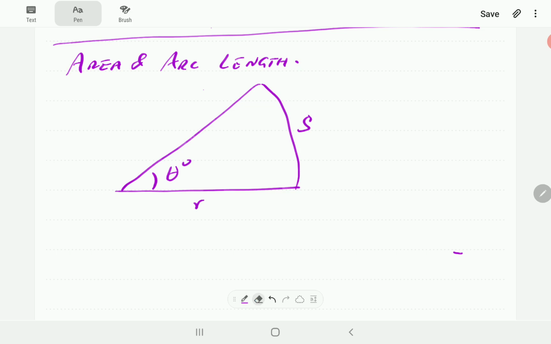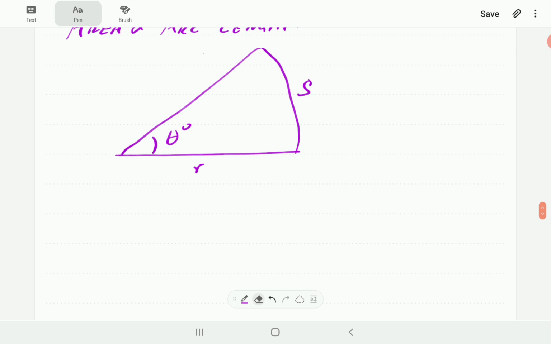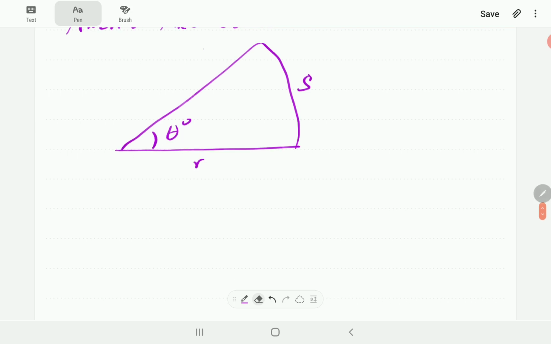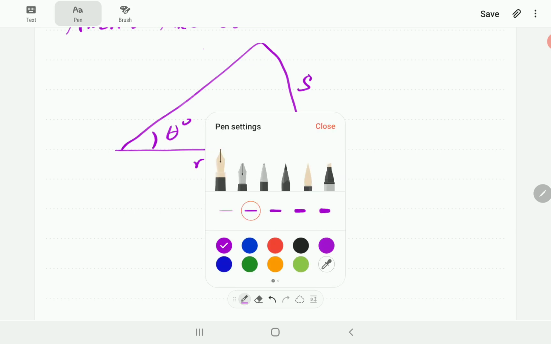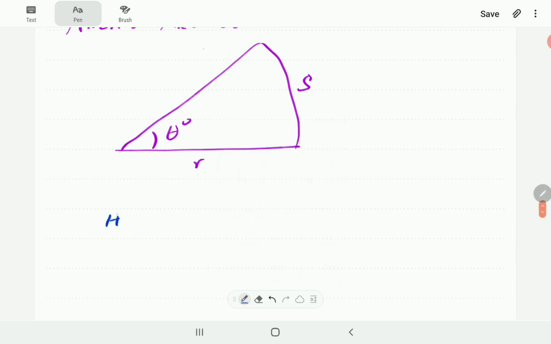the arc length is denoted by the letter S. So the question is, what's going to be this arc length in radians, and what's going to be the area of this whole sector in terms of radians. Right, so for the arc length, from the definition of the radian, this angle here in radians is going to be the arc length S divided by R.